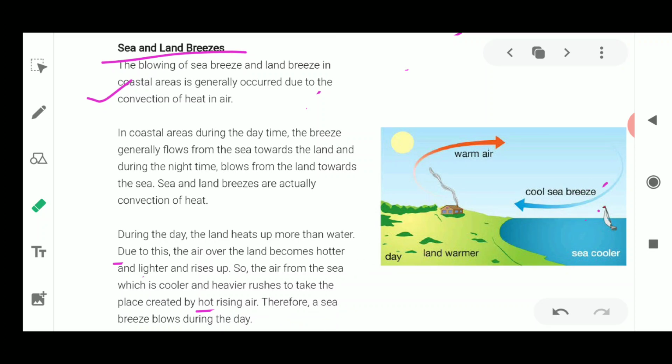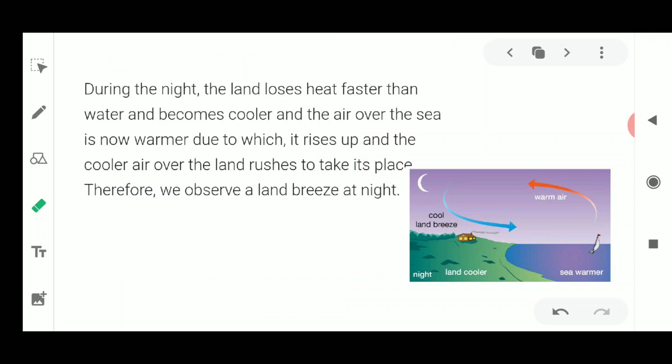Just the opposite thing is going to happen during night time. Now during night time, this land is again getting colder very fast. At night time, what will happen? The land loses heat at a faster rate, and water becomes cooler, and this land becomes cooler, and the air above the sea is hot. Okay, the air above the sea is now warmer.